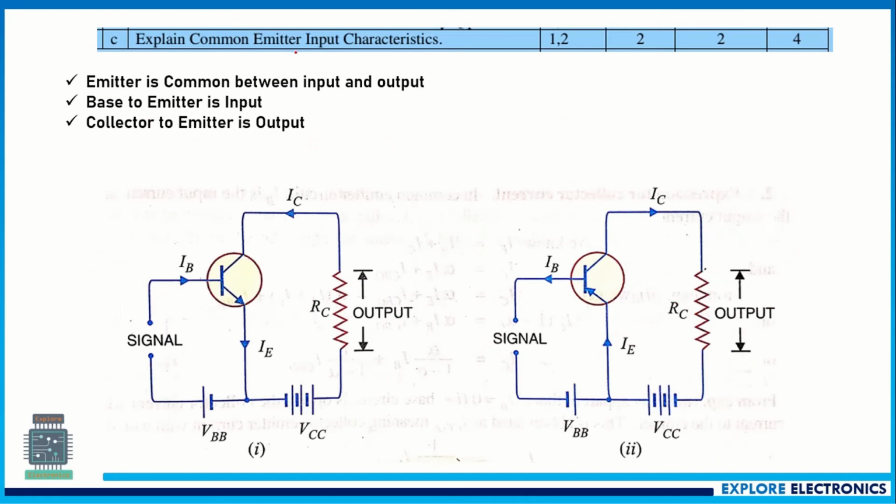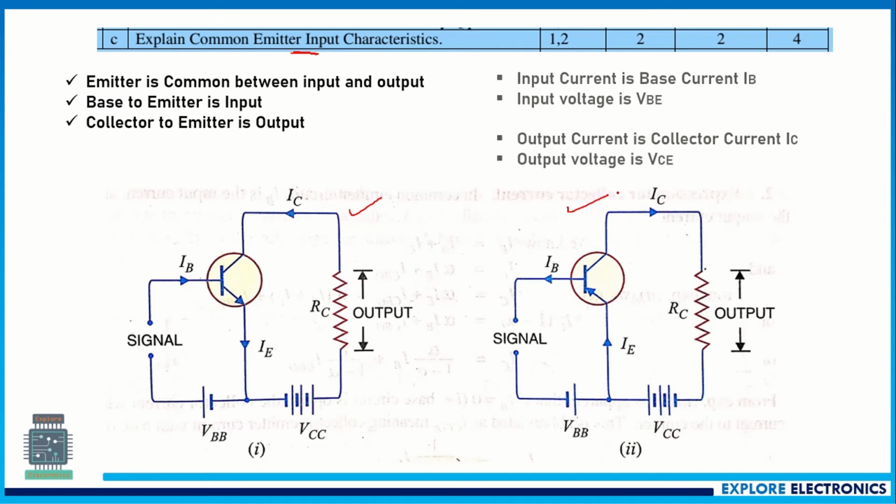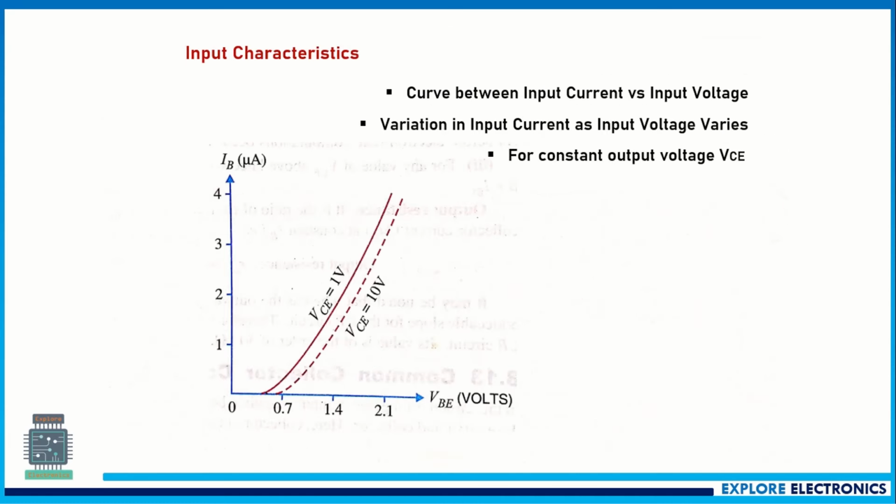Explain common emitter input characteristics. Again, for the common emitter circuit you are supposed to write any of these two, and you need to write which are the input and output parameters, currents and voltages. And the input characteristics: IB is the input current, VBE is the input voltage.